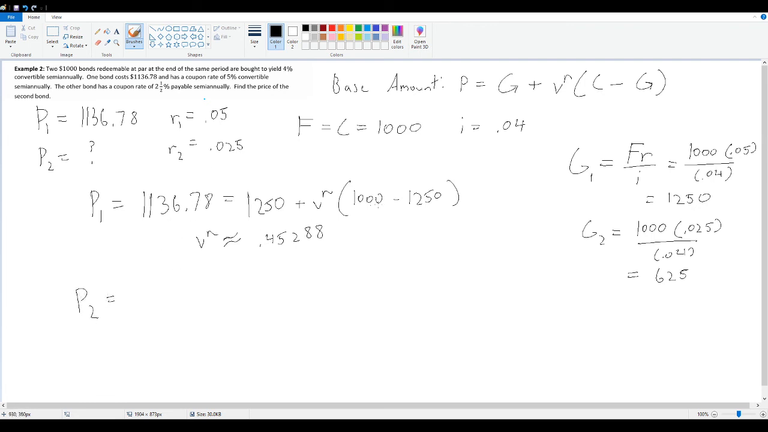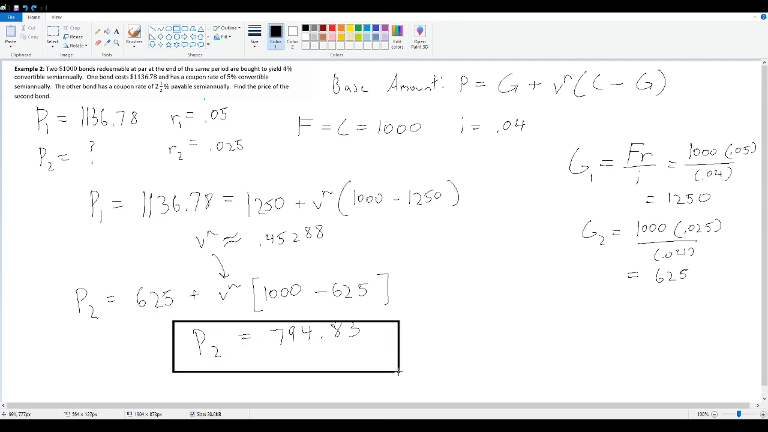Now that I have v^n, we just need to solve for P2. We have all the components we need. We have G, which is equal to 625, plus v^n, which I'm going to leave as this to encapsulate all the decimal places, multiplied by C minus G. C is still 1,000, and G is 625 in this case. In that case, we have P2 equal to 794.83.